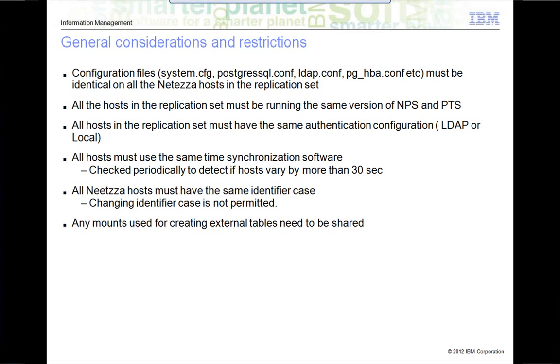All the hosts in the replication set must be running the same version of NPS and PTS, okay? So if you are running 6.0.8 or 7.0, you have to have the same version across the board in all the NPS and PTS hosts. All the hosts must have the same authentication configuration, whether it is LDAP or local. And all the hosts must use the same time synchronization software. Typically, people have a network time protocol, NTP server, and you would specify that so that they have the same time synchronization. This is checked periodically to detect if the hosts vary by more than 30 seconds, in which case you will be notified.